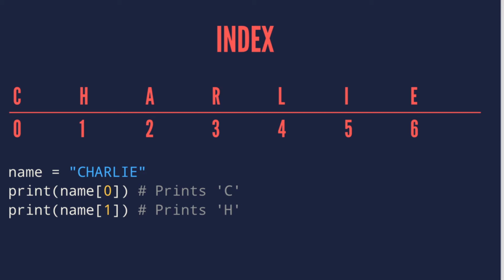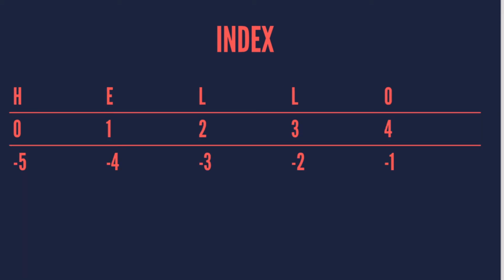We can use this for strings. So just remember, index starts at 0 and you use your square brackets for your index. So you can use 0, 1, 2, 3, 4. You can also use -1 to always find the last letter of your string.